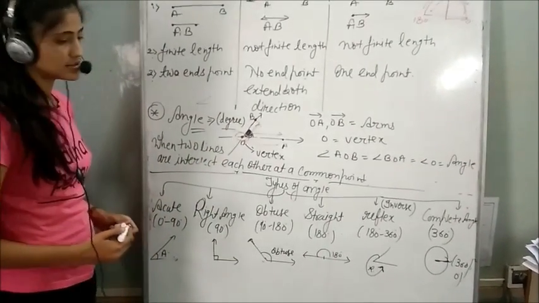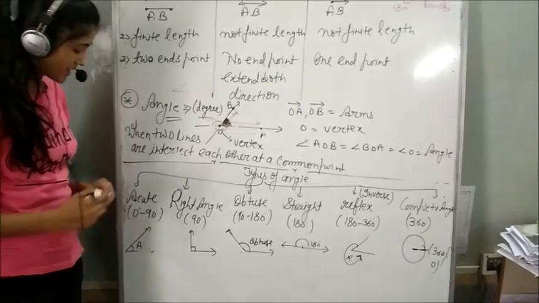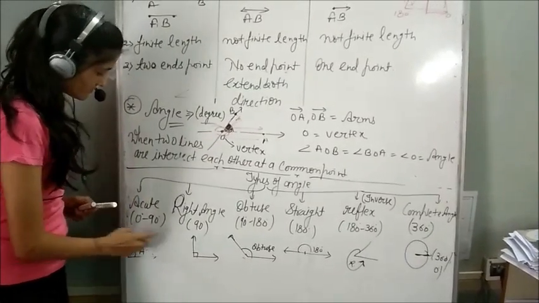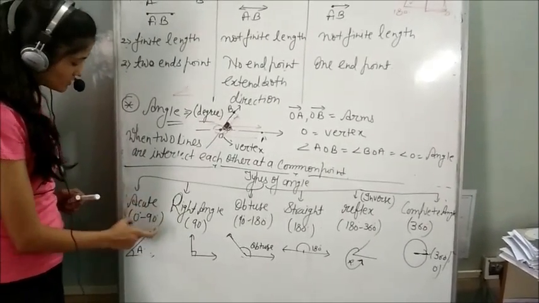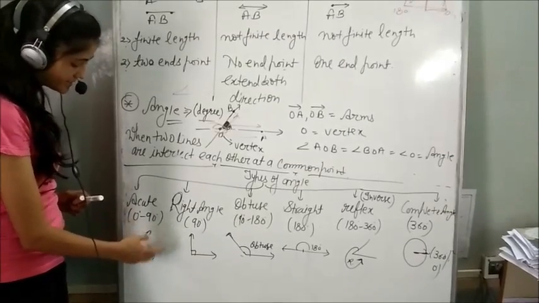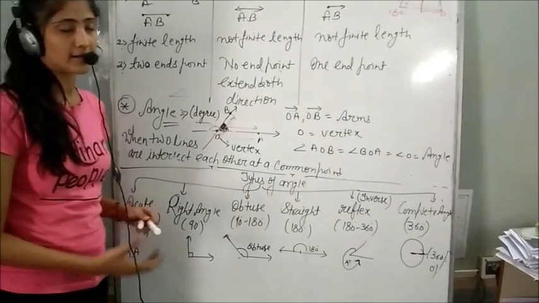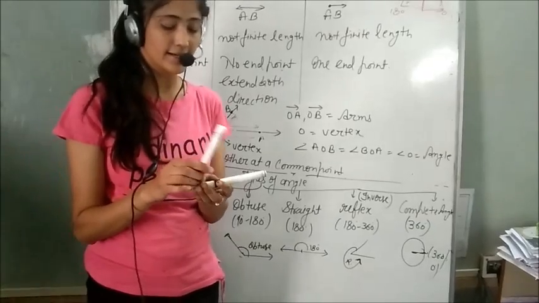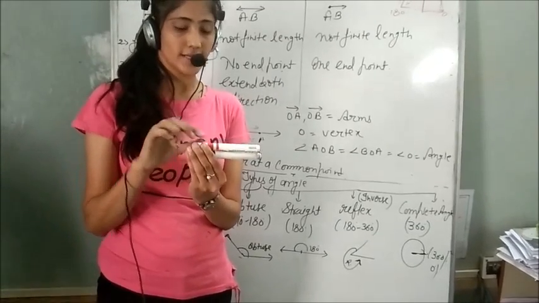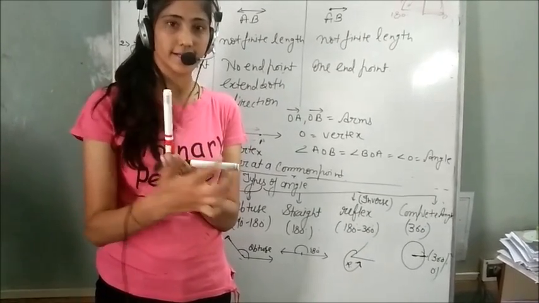First we talk about the acute angle. Acute angles are those angles whose measurement is between 0 degree and 90 degree. All such angles are called acute angles. Like this, this is a ray and this is a ray. That is a 0 degree angle. That goes to the 90 degree angle.